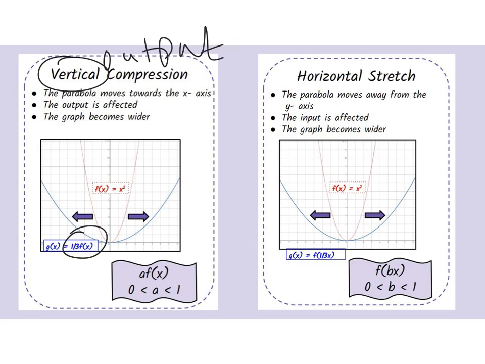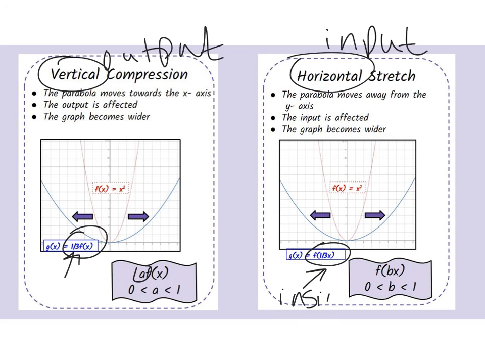How do I know it's output? The multiplier is outside the parentheses. A is outside the parentheses. Okay? How do I know that this is horizontal stretch? Because it's the input, so I need to talk about horizontal. How do I know it's the input? The multiplier is inside the parentheses.